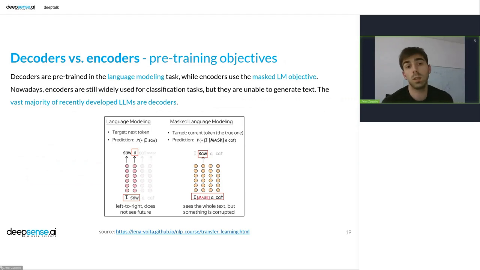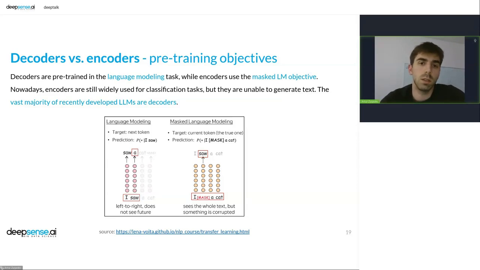Okay, let's see how encoders compare to decoders. I mentioned that the decoders are pre-trained in the language modeling task. Based on the so-called left context, on the past, they predict what word should follow, what token comes next.